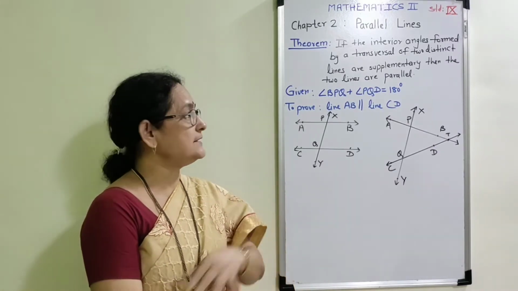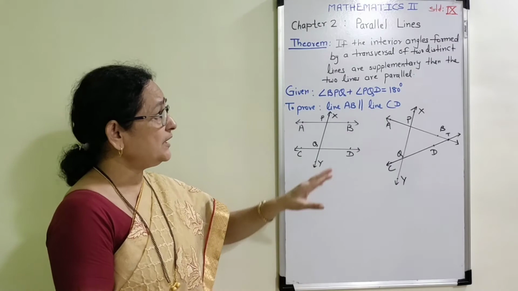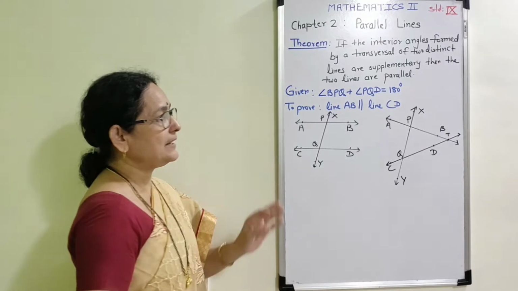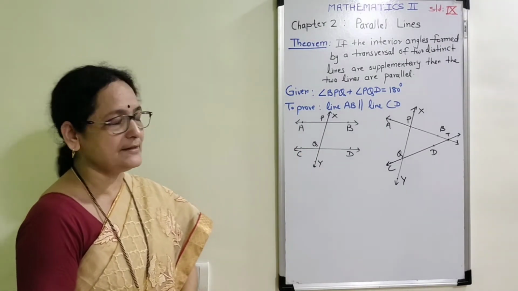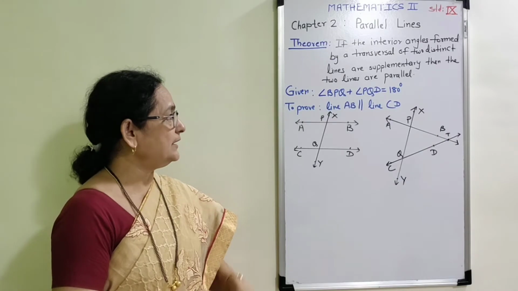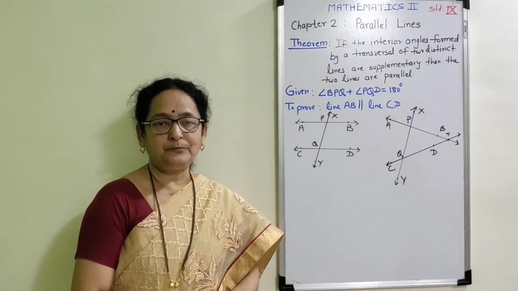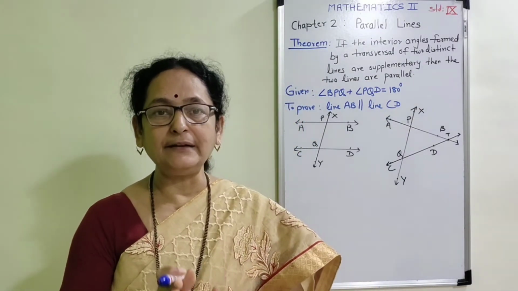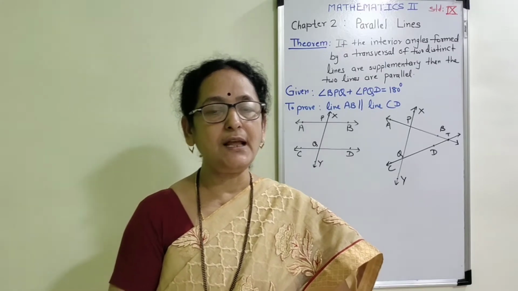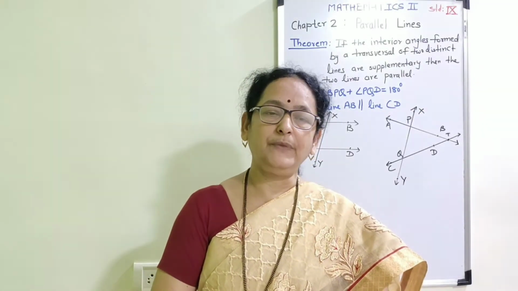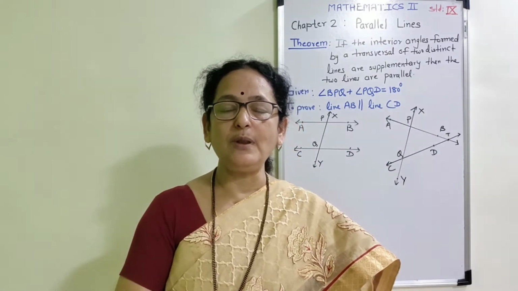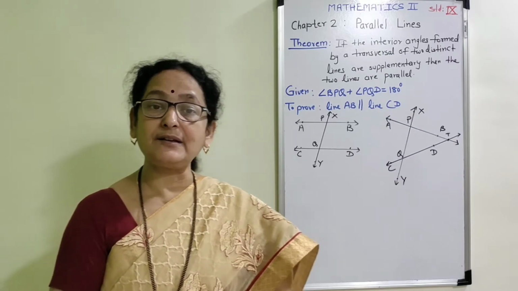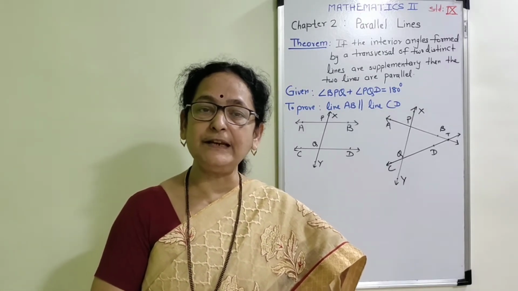The statement for this test is, if the interior angles formed by a transversal of two distinct lines are supplementary, then the two lines are parallel. That means when the sum of measures of interior angles of one side of a transversal is 180 degree, then we can easily prove that the two lines are parallel. Now, this proof is given by indirect method. That means this proof is indirect proof.